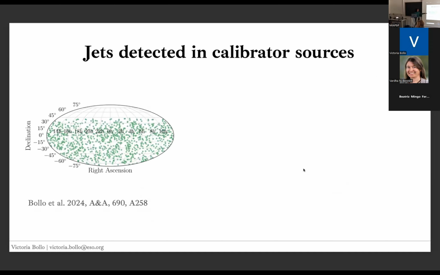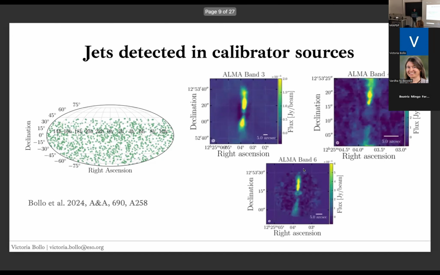So in this figure, you can see the spatial distribution of all the calibrator sources in the sky. You can see that there is no preferred direction. So basically, we are mapping all the southern hemisphere, just because ALMA is in the southern hemisphere, roughly homogeneously. And then when looking at different calibrators, we found some examples of jets, of extended jets.